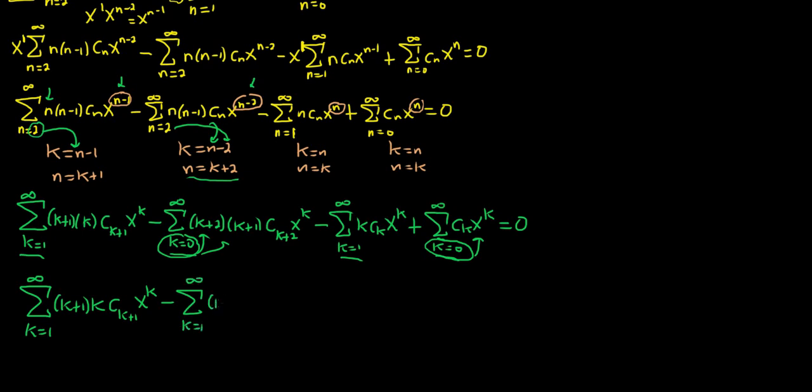So this is (k plus 2) (k plus 1) c sub k plus 2 x to the k, minus, and then the same thing, just writing it down again, k equals 1. It's a lot of writing.